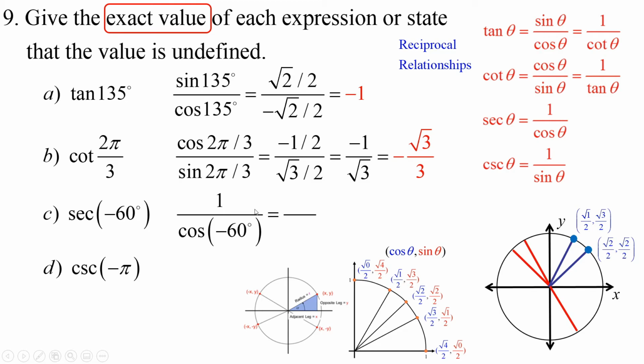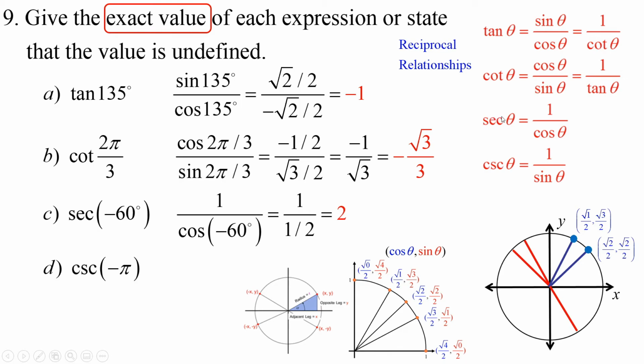Well, I know I have a 1 in my numerator, so let's start with that. And now think about cosine of negative 60 degrees. Well, if cosine of 60 degrees is 1/2, wouldn't cosine of negative 60 degrees also have to be 1/2? 1/2, and 1 over 1/2 would be 2. Whew, that was fun.